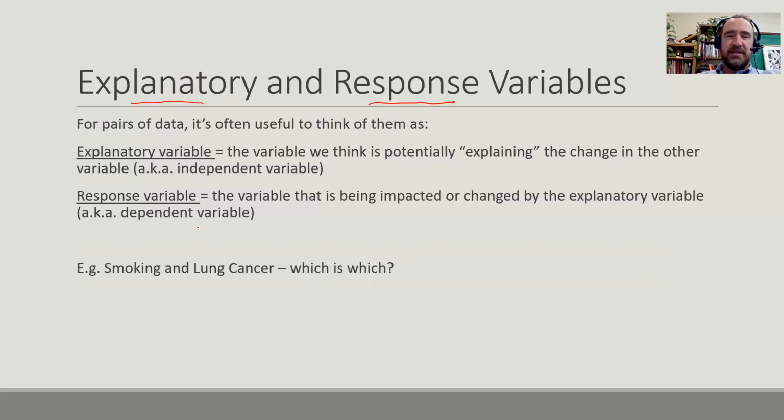Now, I just said that not all associative relationships are causal, and these labels tend to suggest some causal relationship, that the explanatory is causing changes in the response. That's often what we're interested in trying to see. But we don't always find that there's a causal response. So we often use these labels even if we don't know that there is a cause and effect relationship yet. They're just a frame for us to think about how the variables might be related.